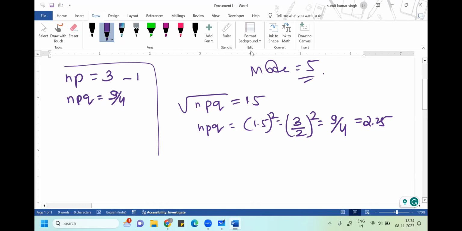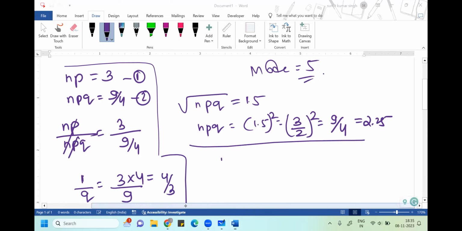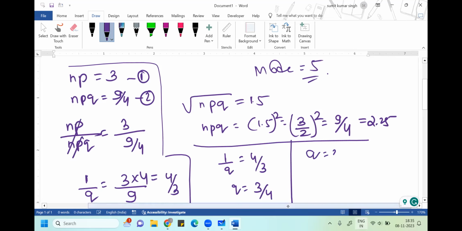Okay, so if I divide equation 2 by equation 1, I can write npq by np, or np by npq, is equal to 3 by 9 by 4. So this gets cancelled. So 1 by q is equal to 3 by 9 into 4. So this would be 4 by 3. So if your 1 by q is 4 by 3, so your q is 3 by 4. Any doubt, anyone? So if your q is 3 by 4, then your p will be 1 minus 3 by 4. That would be 1 by 4. Any doubt? I'm not using decimals and all.